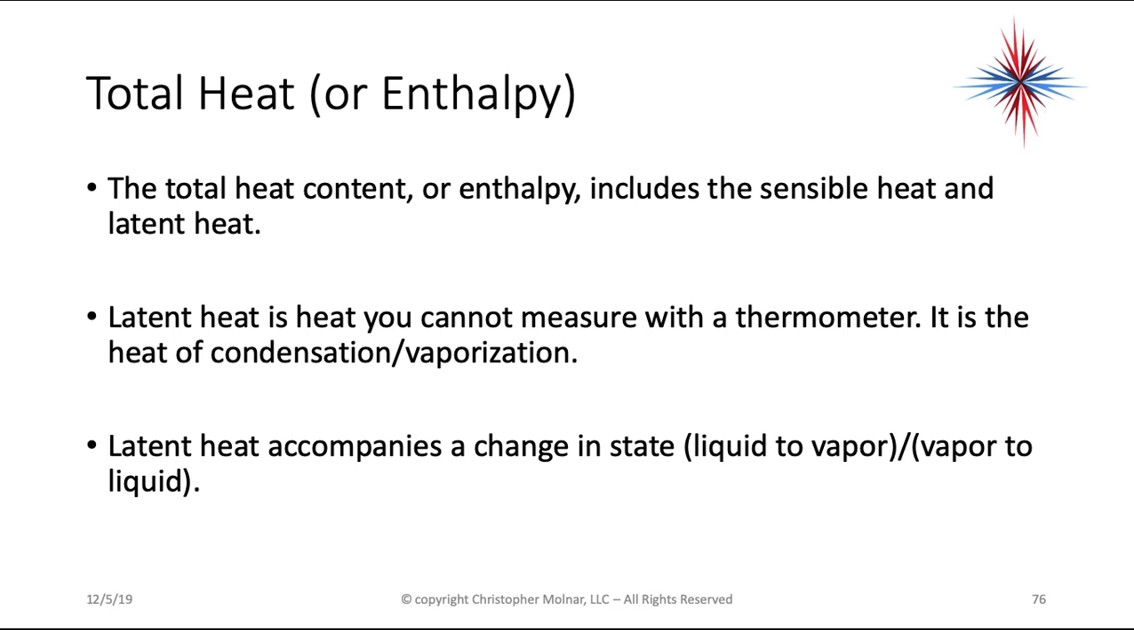Total heat, or enthalpy, of a substance includes both the sensible heat and the latent heat. Latent heat is the heat you cannot measure with a thermometer. It's heat of condensation, vaporization. Latent heat accompanies a change in state, liquid to vapor or vapor to liquid. Latent heat is a part of air conditioning because part of air conditioning is dehumidifying. Latent heat happens in humidification as well. It happens anytime we take a single substance and either vaporize it or condense it.